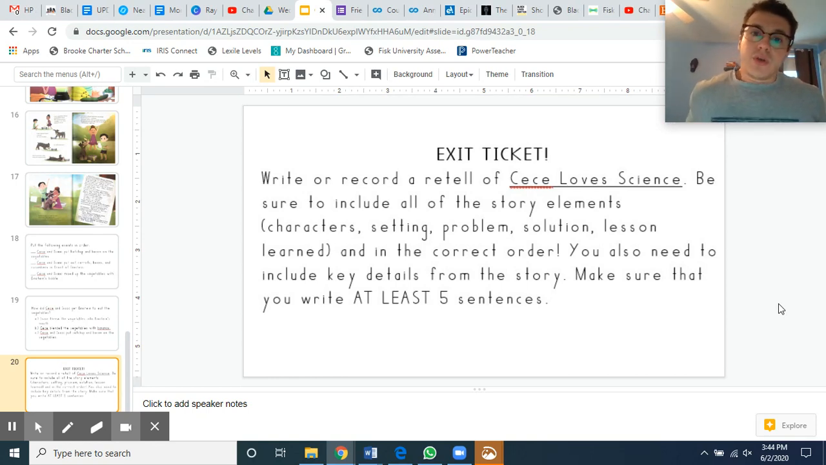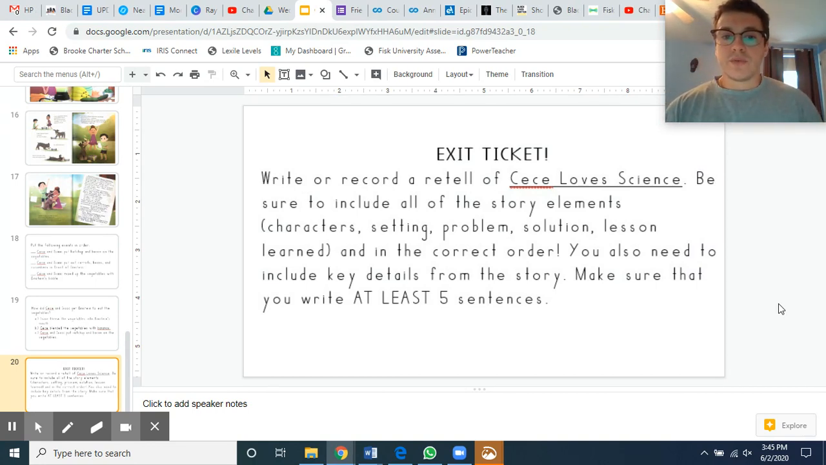You need to be sure to include all of the story elements, characters, setting, problem, solution, lesson learned, and in the correct order. So you're not going to put the lesson learned at the beginning because that doesn't come until the end. And you're not going to put your characters at the end because then your retell wouldn't make any sense. You wouldn't know who your retell is about. You also need to include key details from the story and make sure that you write at least 5 sentences. If you write less than 5 sentences, then your retell will not be complete. It won't include all of the story elements and key details that you need.